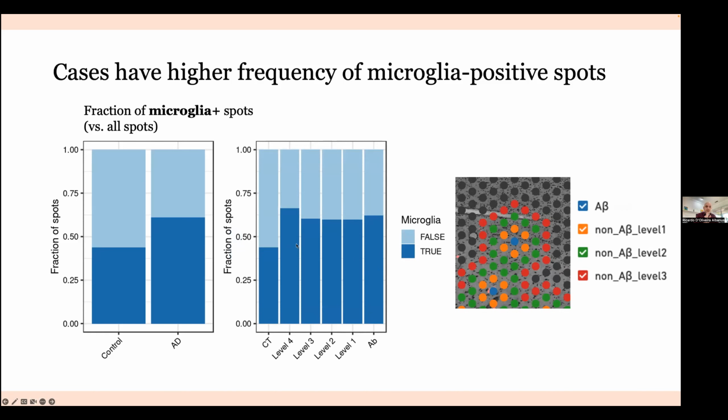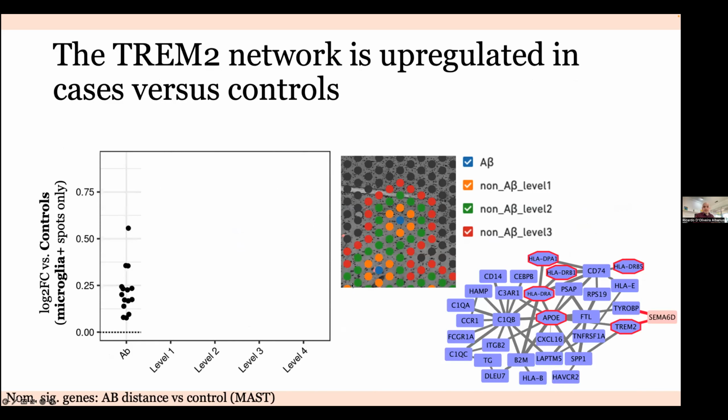So this is suggesting it's roughly uniform. And next, we looked at the spots that are positive for microglia and checked how that TREM2 subnetwork behaved in proximity to the plaques. Each point in this plot corresponds to a gene in the TREM2 network. On the y-axis is the log2 fold change relative to the control. Positive values mean that it is higher in whatever group we have on the x-axis. In this case, this is the plaque overlapping spots, and you can see that they're higher.